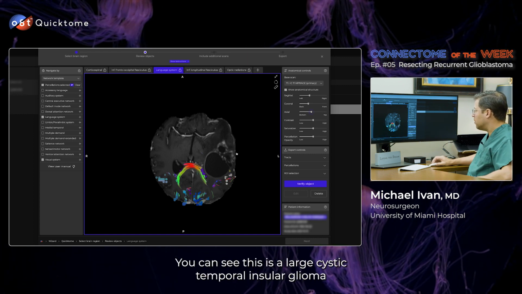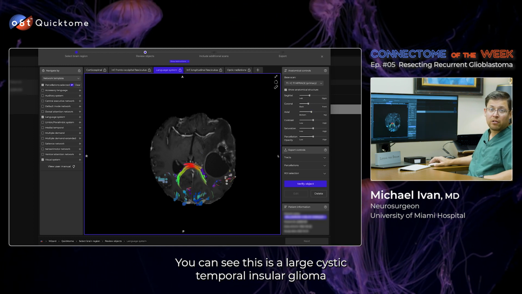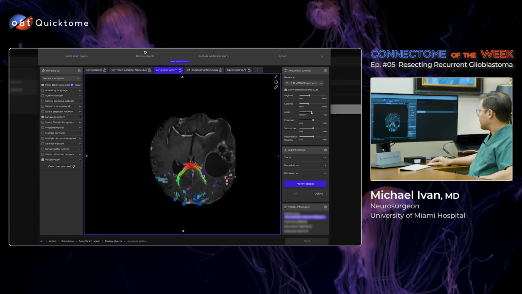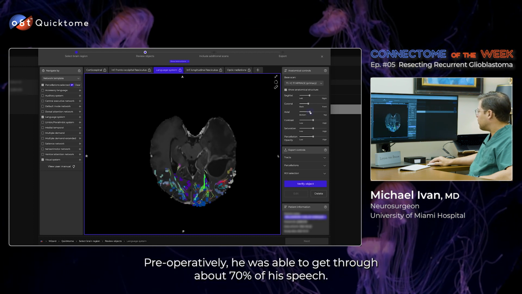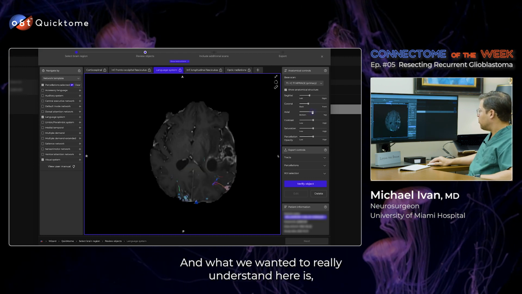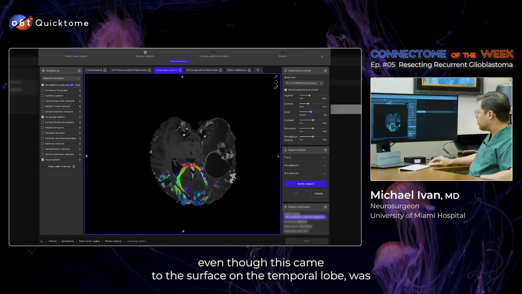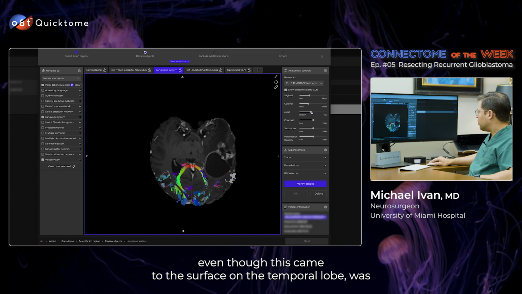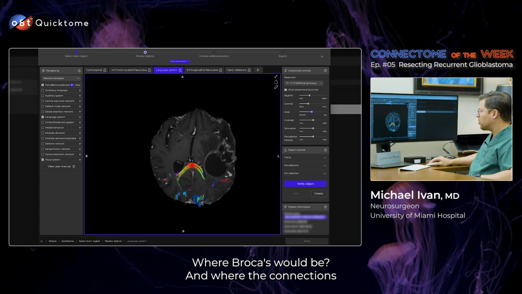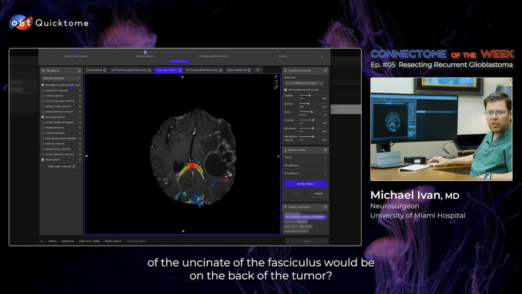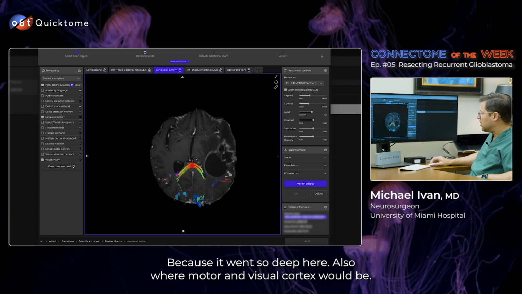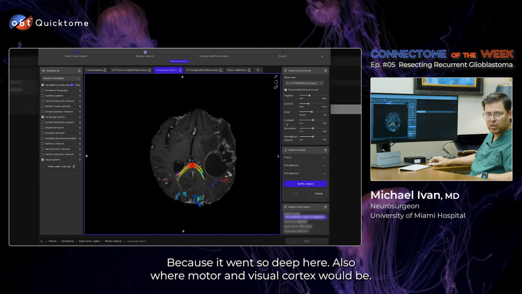You can see this is a large cystic temporal insular glioma with a significant amount of edema. And preoperatively he was able to get through about 70% of his speech. And what we wanted to really understand here is, even though this came to the surface on the temporal lobe, was really what was the extent of where Wernicke's would be, where Broca's would be, and where the connections of the uncinate fasciculus would be on the back of the tumor, because it went so deep here. Also where motor and visual cortex would be.